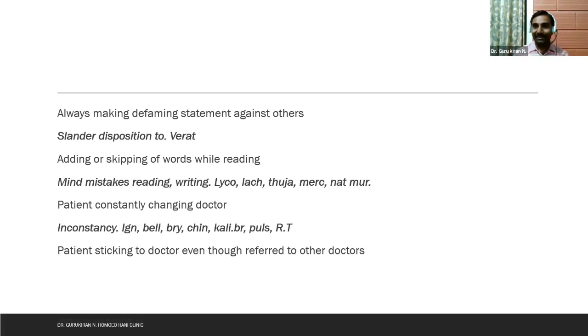This is also very, very important: the patient sticking to the doctor, even when the doctor refers them. When you say, "No, I'm not able to treat you for this further condition, I'm referring you to another doctor, please go there and take the treatment," they say, "No, sir, you should only treat me. You have to give the medicine. I have come because you cured that patient, sir. I will not go anywhere, sir. Please help me, sir." So this is called faith, firmness. You can think of Ferrum metallicum. As with iron, they'll stick to you. They'll not change doctors.